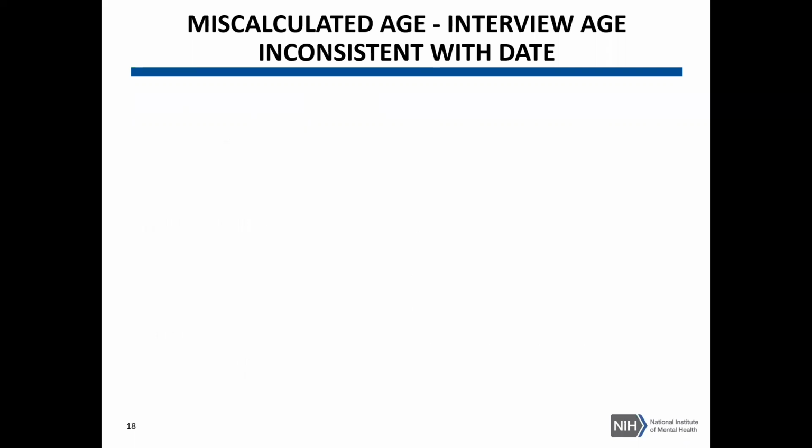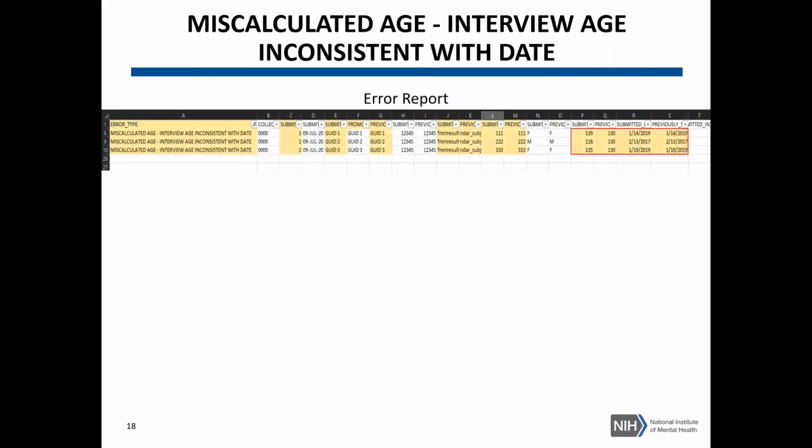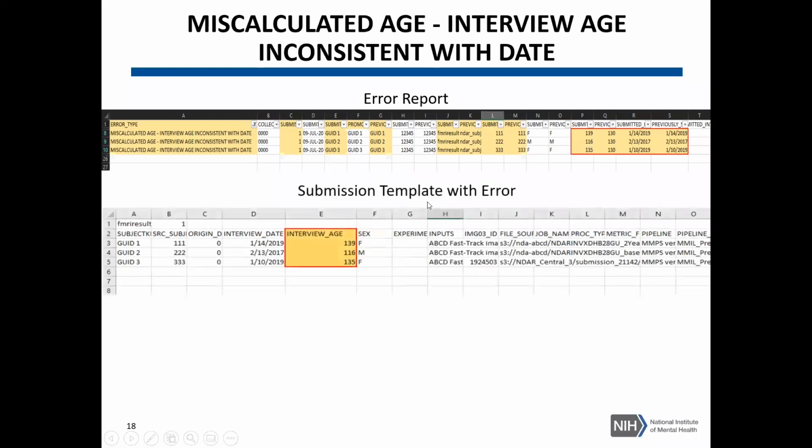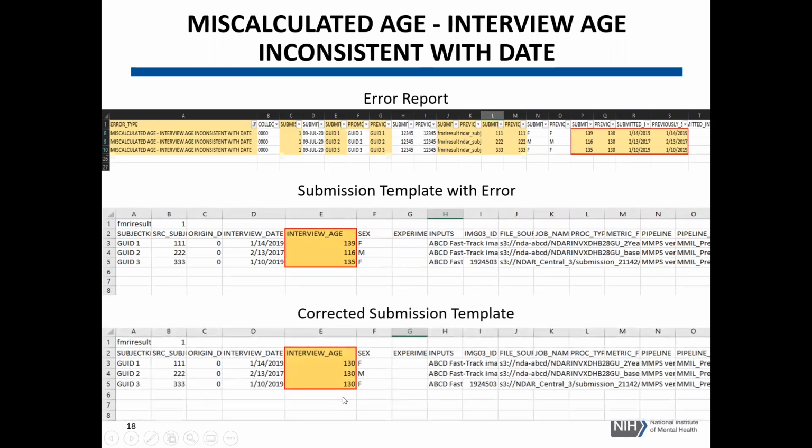So an example of what this might look like in your error report. Here we have both data structures fMRI results 01 and endr subject 01. In one data structure, their subject was listed as 139 months old, and in another, they were listed as 130. These were both for January 14th, 2019. So we then will need to decide whether the 139 or the 130 is incorrect. When we find the incorrect submission template, we can then go through, find the interview ages that are incorrect, correct them, and resubmit.